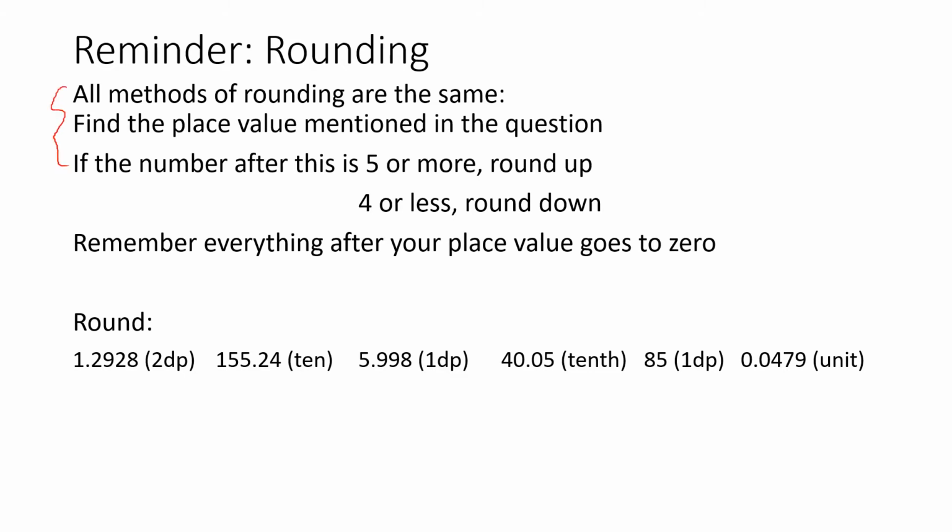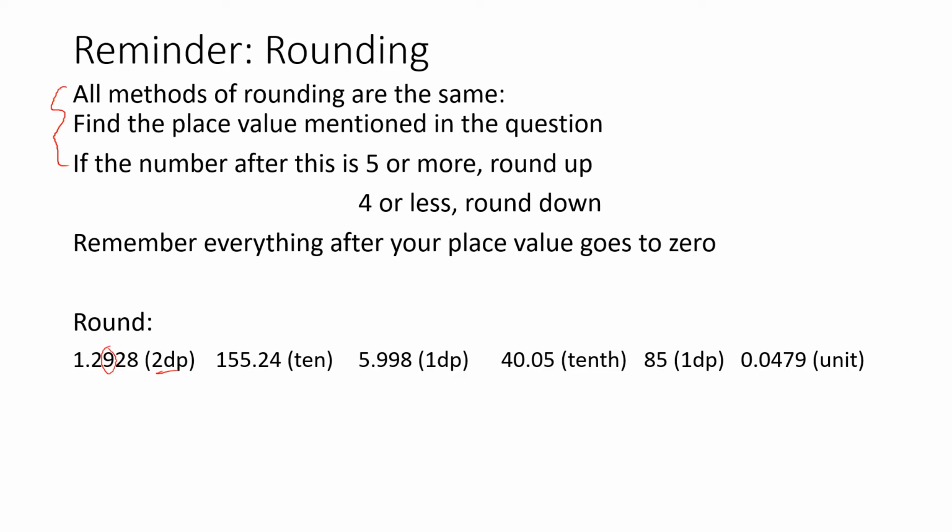5 or more round up, 4 or less round down. You can read that definition yourself. Do remember that everything after the point you've rounded to goes to 0. You might want to have a go at these 6 as just a quick example, and let's just check what you've got. So 2 decimal places, we want to go to the second decimal place, which is a 9.